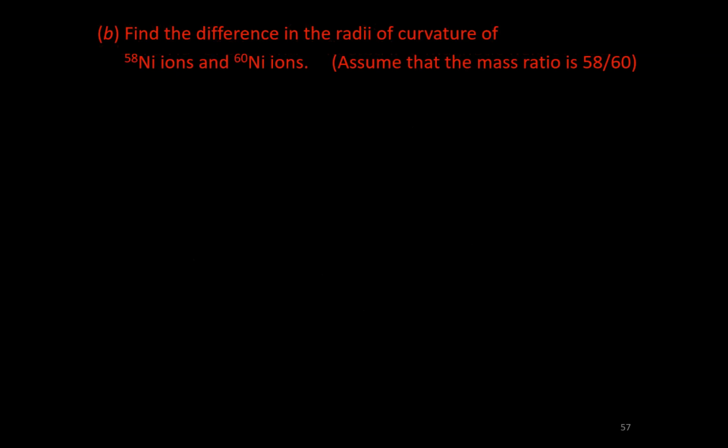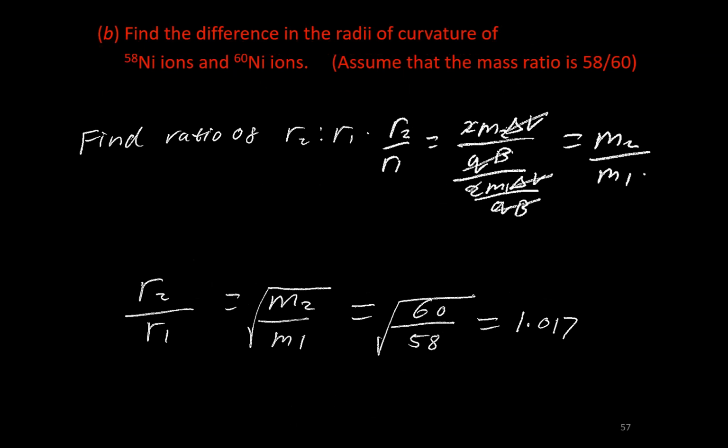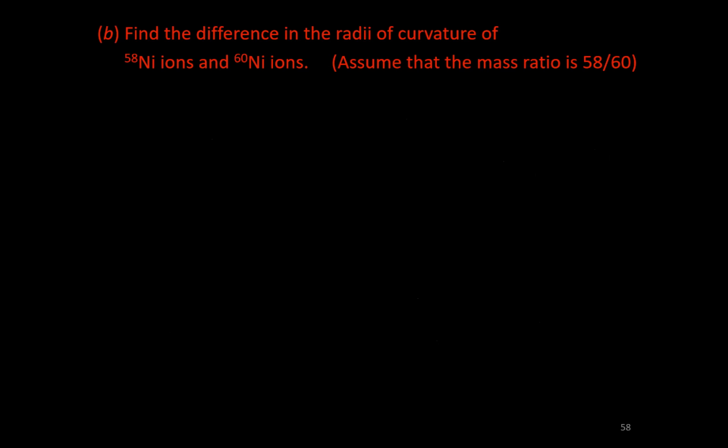So now we want to find the difference in the radius of curvature between the 58 and the 60. So let's find the ratio of R2 to R1. Essentially we cancel this out and we end up with m2 over m1. That means R2 over R1 equals the square root of m2 over m1, which is the root of 60 over 58. This is just an example I want to show you as to how this works.